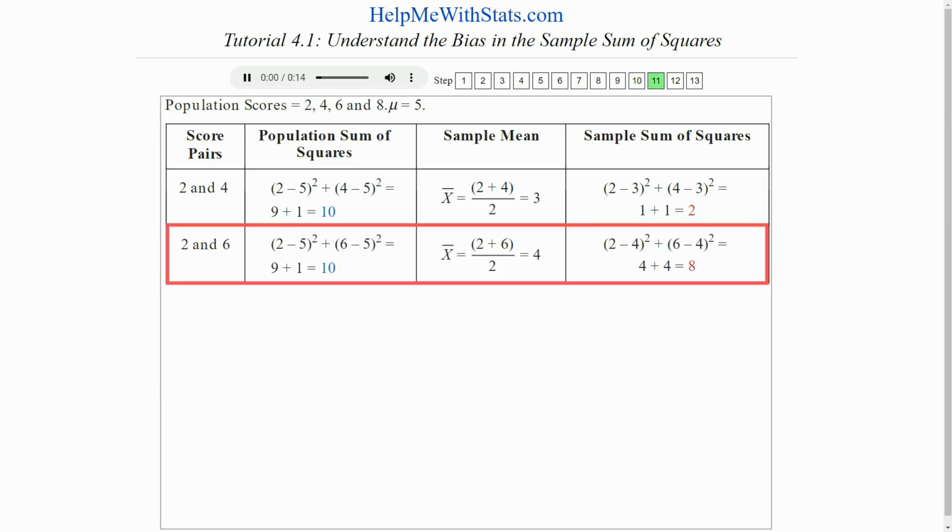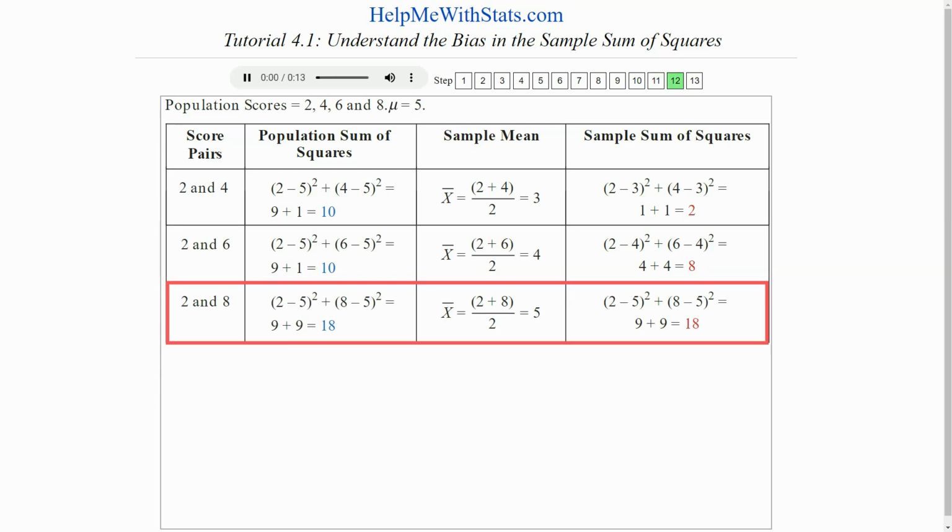Here are all the calculations for the next pair of scores, 2 and 6. As we can see, the population sum of squares of 10, in blue, is only a little bit higher than the sum of squares of 8, in red. Here are all the calculations for the next pair of scores, 2 and 8. In this case, the population sum of squares of 18, in blue, is the same as the sample sum of squares of 18, in red.